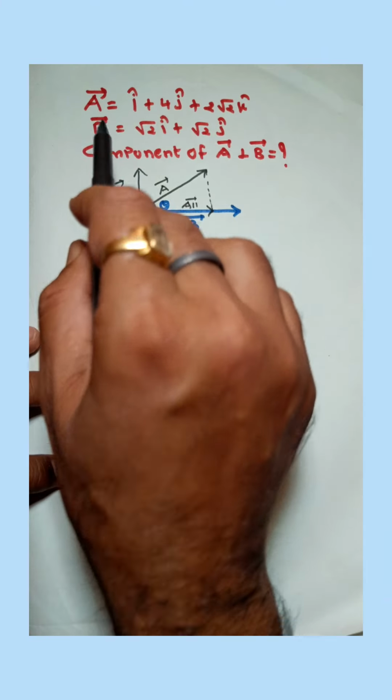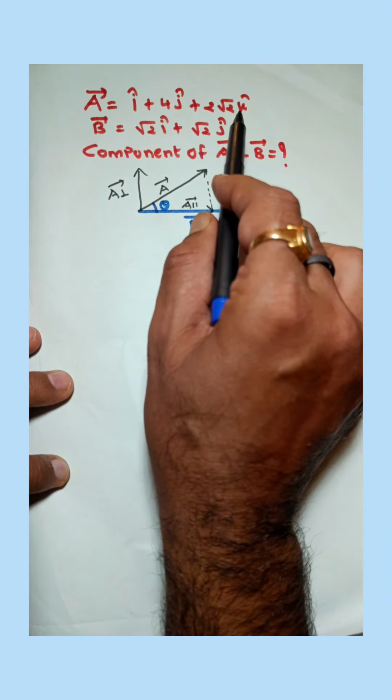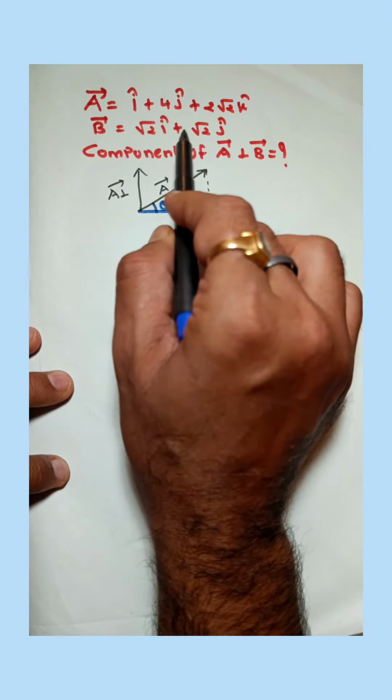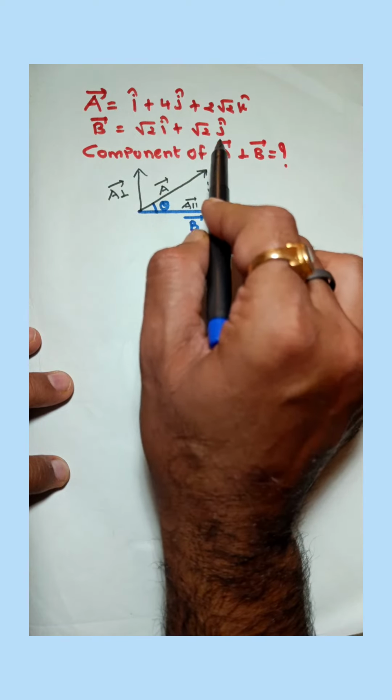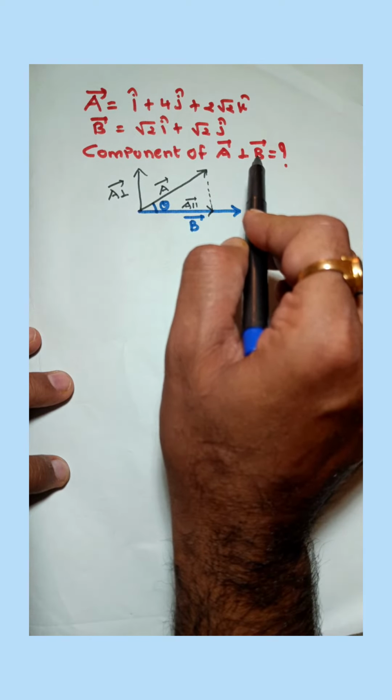Here vector A is i caret plus 4j caret plus 2 root 2 k caret. B is root 2 i plus root 2 j caret. Then find out the component of A vector which is perpendicular to B.